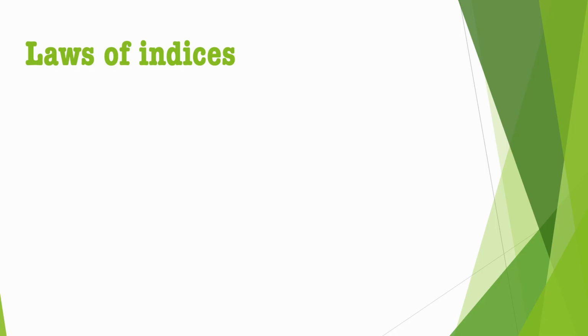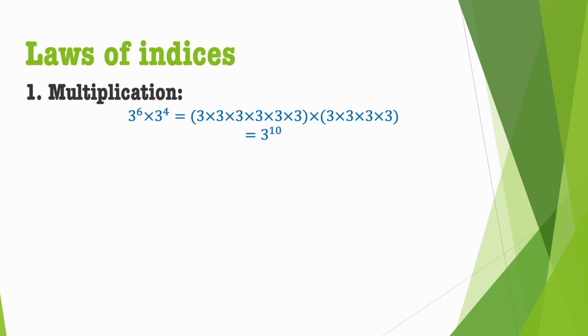Therefore, we want to look at the laws of indices. What are those laws that govern indices? The first one, we call it the multiplication law. The multiplication law tells us that if I have 3 to power 6 times 3 to power 4, we can expand it as 3 times 3 times 3 times 3 times 3 times 3, multiplied with 3 to power 4 expanded as 3 times 3 times 3 times 3. So if we count how many 3's, we end up having 3 to power 10.